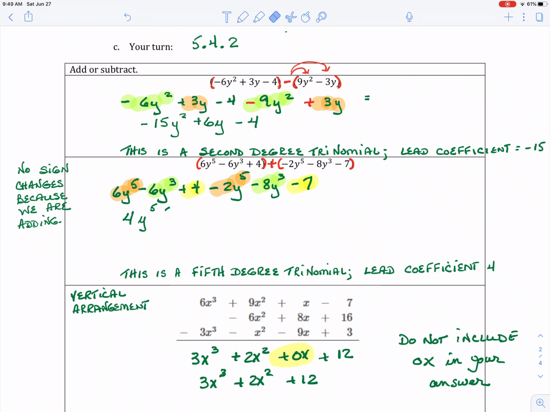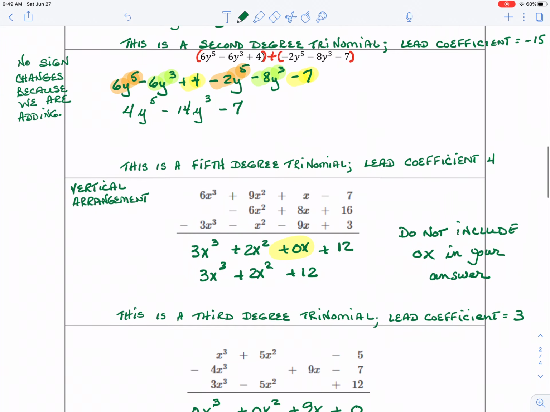I'm looking for the matching third. I don't see any fourth degrees, so I'll come down to the matching third degrees. And I don't see any second degrees or first degrees, so I'll go all the way down to the 0 degree or the constant. So we end up with a fifth degree trinomial whose lead coefficient is 4. And again, I'm just saying this to review some things we talked about earlier.